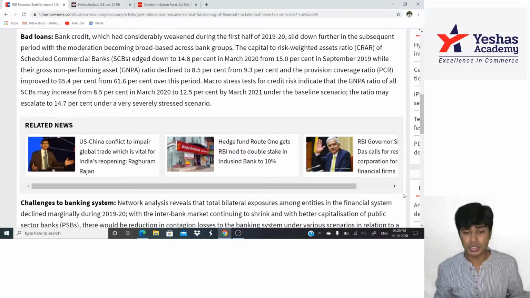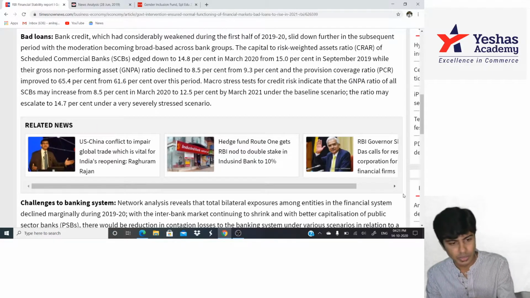So in September 2019, the risk-weighted assets and capital ratio was 15%. Now it has come down to 14.8%. So is it good? No, it has come down by 0.2%, negligible. But is it good? No, higher the better, with respect to capital to risk-weighted assets. Okay, going further. Next thing is GNPA.